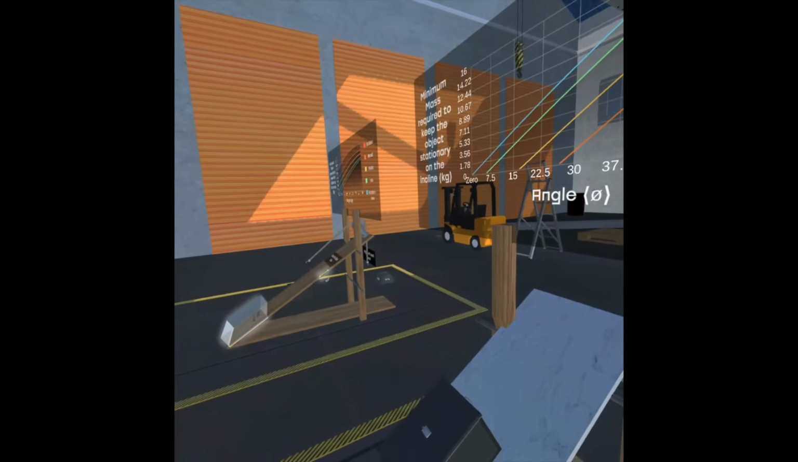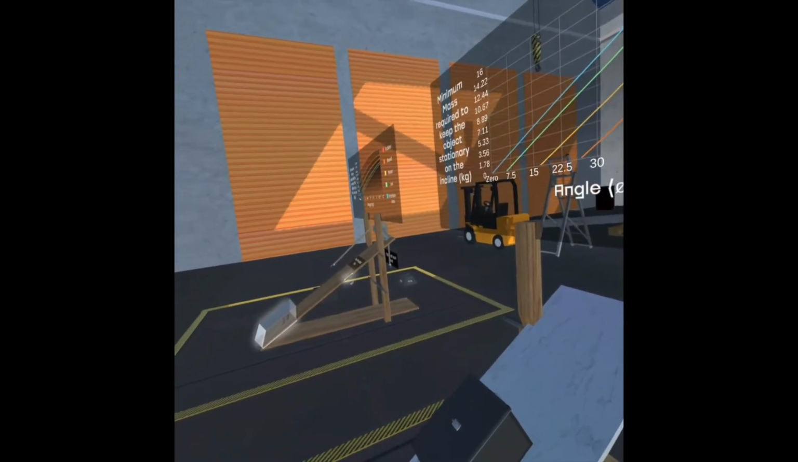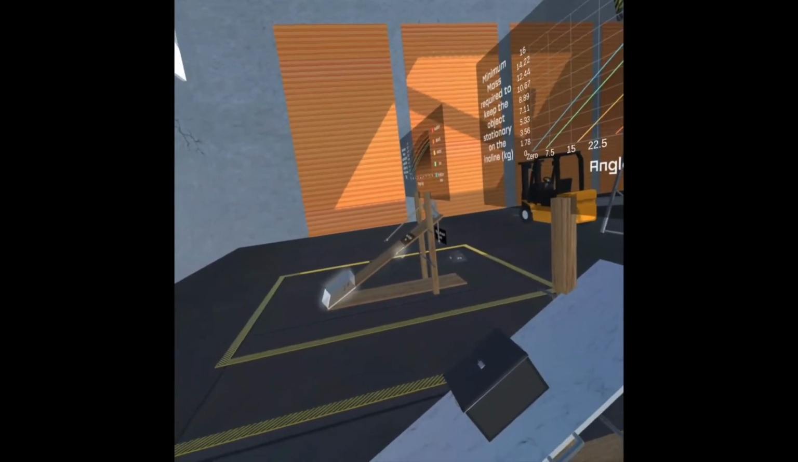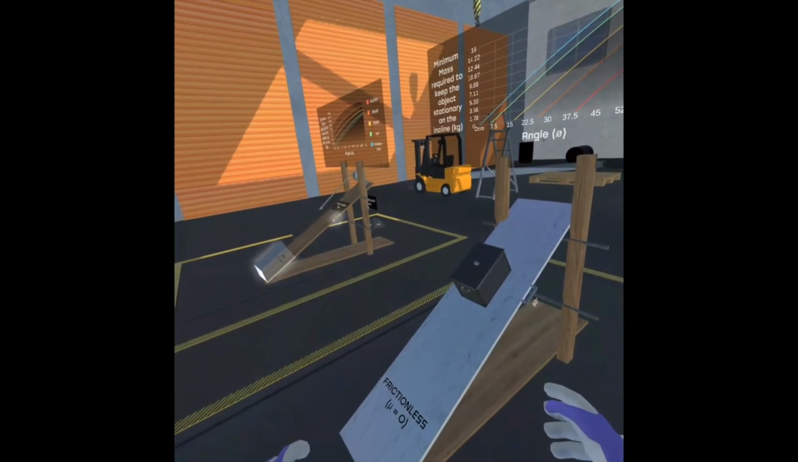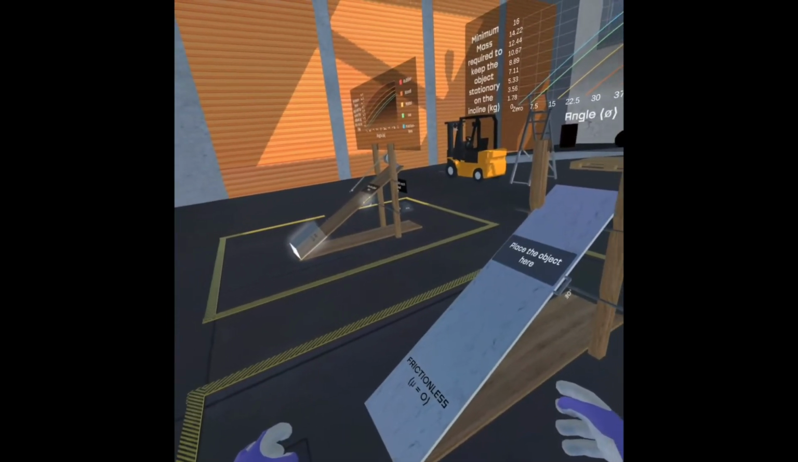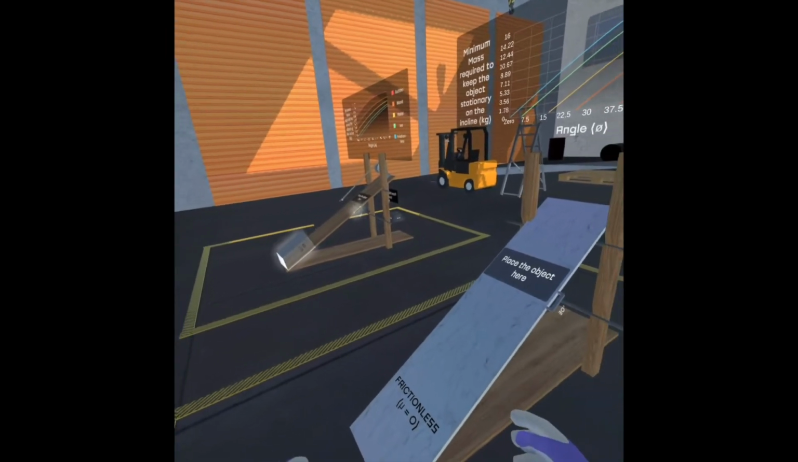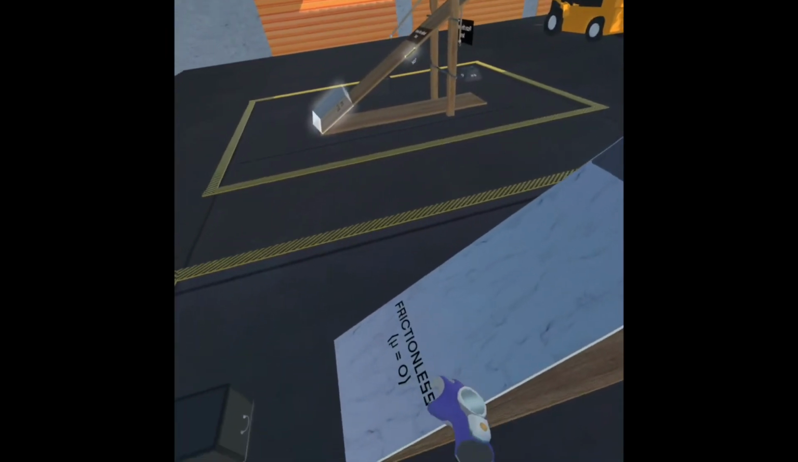This is a completely frictionless surface. This is something that you wouldn't be able to test out in real life, but it's something that we can test out in this virtual lab. The object slides off even quicker than it did on ice.